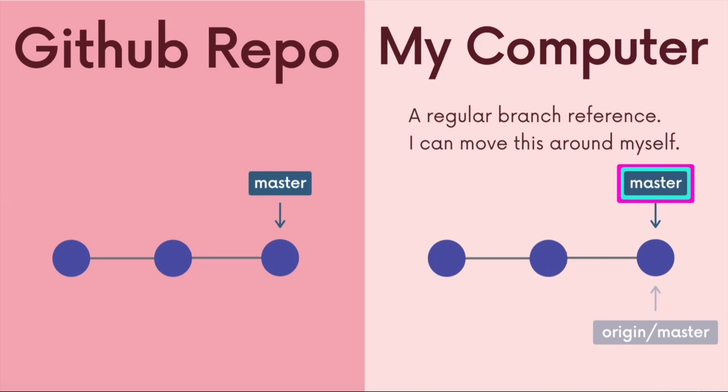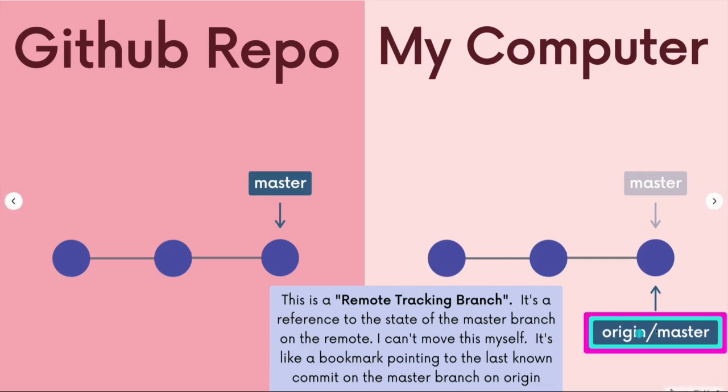But then there's this other thing, origin/master. This is something called a remote tracking branch reference. It sounds complicated, but basically, it's just a pointer in the same way that this is a pointer. But this pointer does not move, or I don't move it myself. It's pointing back to the last known commit on the master branch from the origin remote. So in other words, wherever this is pointing.